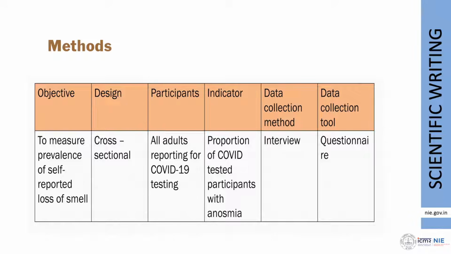Now to calculate this indicator, I need two numbers. I need the total number of people who were tested for COVID, and among them, the number who had anosmia. So for this, what am I going to do? Because this is self-reported loss of smell, I'm going to use interview as my data collection method. And if you recollect, we just read that we did face-to-face interviews. And what was the tool I used? I used a questionnaire, a structured questionnaire perhaps, to get this information.